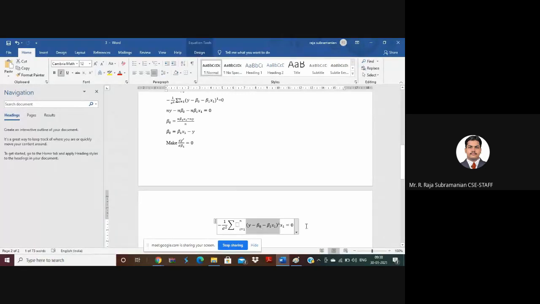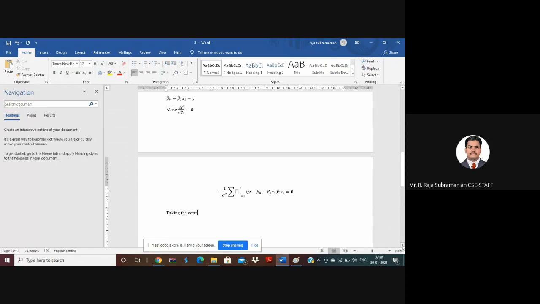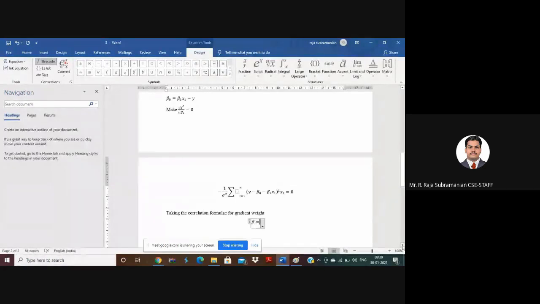So what I will do, I will take the correlation formula for the gradient weight. It is nothing but the correlation thing. That is, I will be estimating beta 1. This is a basic formula we'll be using in linear regression. That is sigma of x minus x bar, where x bar is nothing but the mean, and y minus y bar, divided by x minus x bar the whole square. This is the correlation formula we'll be using when we need to estimate how x is going to be related with y, and how the x values are going to be related with y.